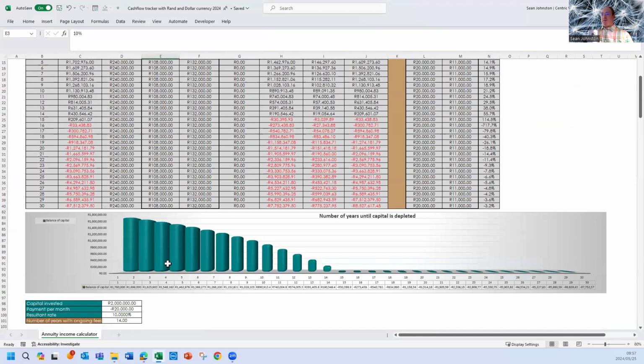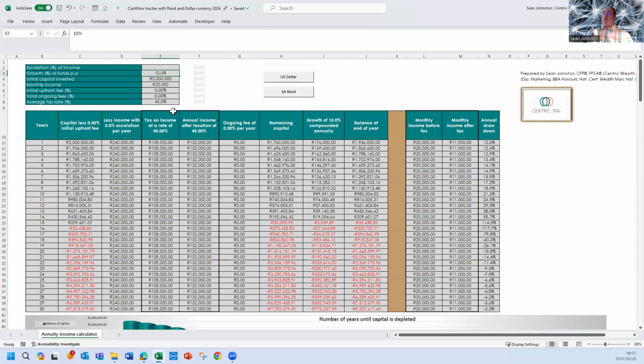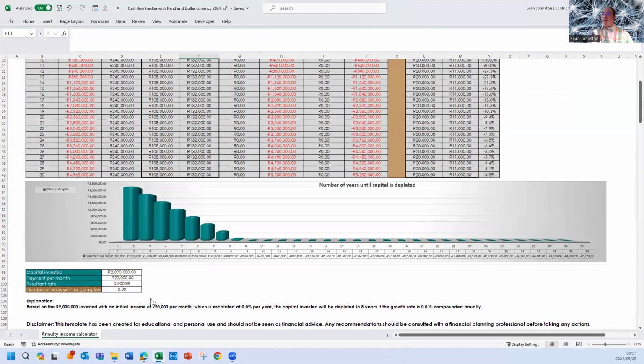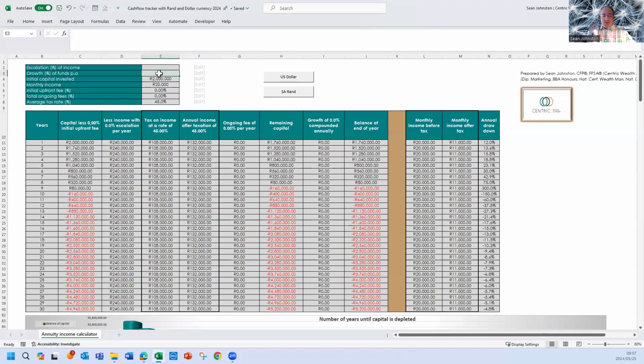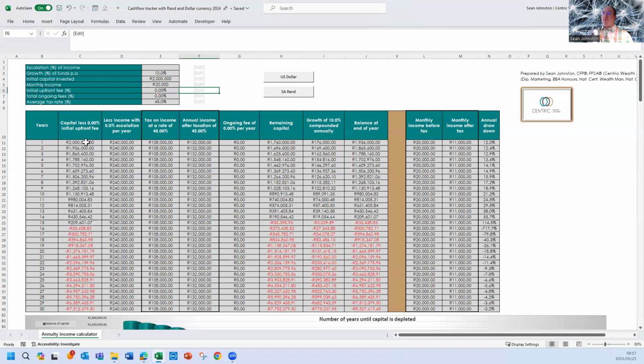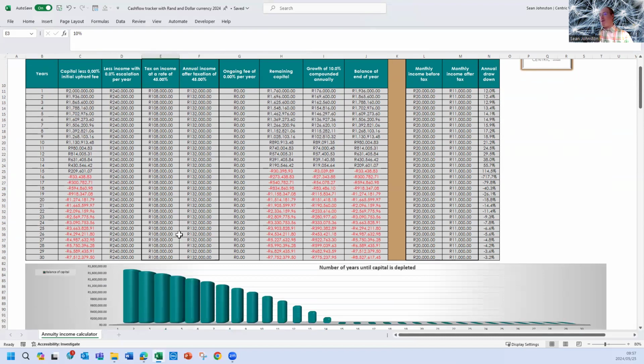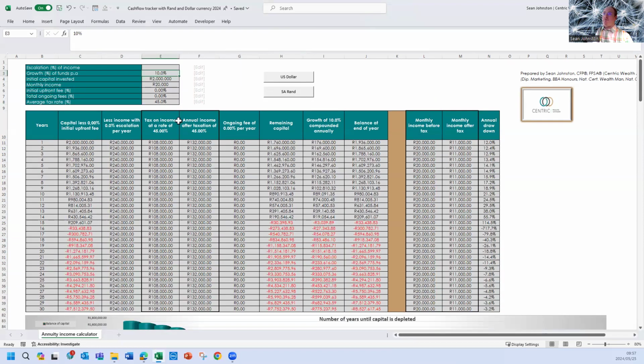If you had no growth, it's 8 years, and with the 10% it's 14 years. So getting a return on your money is important, but if you're drawing down an income that is too high relative to the growth, so 12% is higher than 10%, your money's going to start depleting. As time goes by, you are continually drawing an income, and as your fund is reducing, it's reducing further, to the point where it fully depletes in around 14 years.